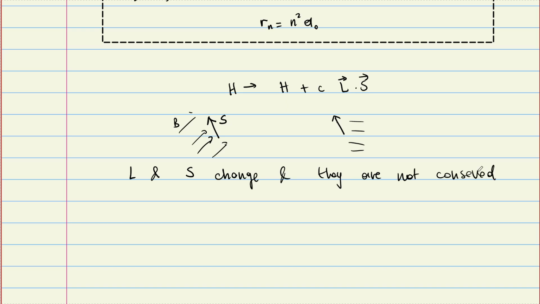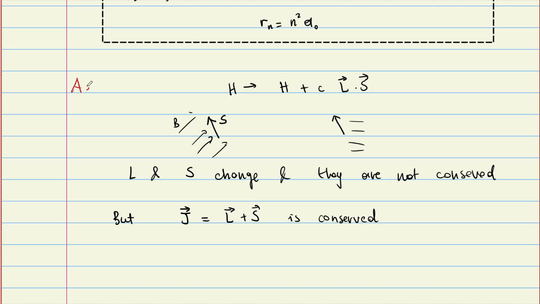Is that clear? But we can look at the total sum, right? And we can define J equal to L plus S, which is conserved as long as there is no external magnetic field. So we can work with total angular momentum J rather than L or S. And this brings us to the so-called addition of angular momentum.